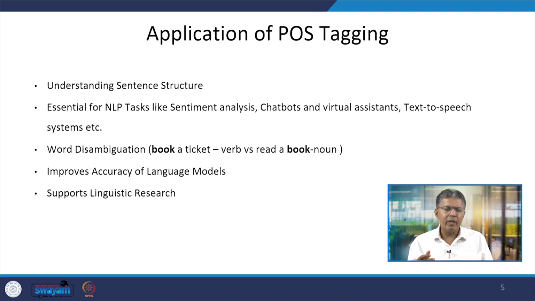As a result, it improves the accuracy of language models and also supports linguistic research. People who are interested in doing research in languages find POS tagging a very helpful technique, because it is all about correct grammar.